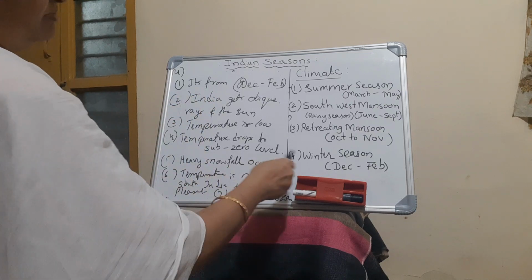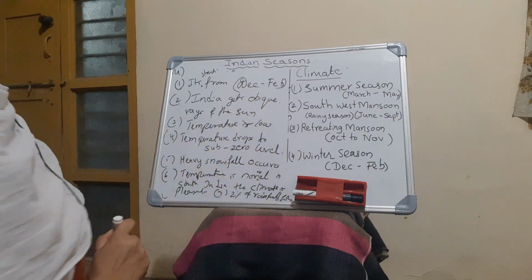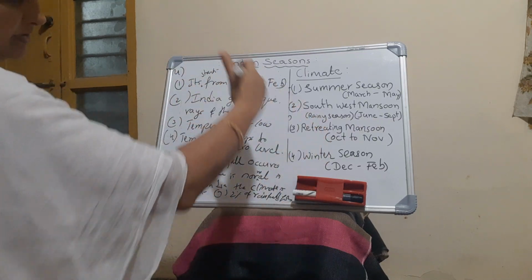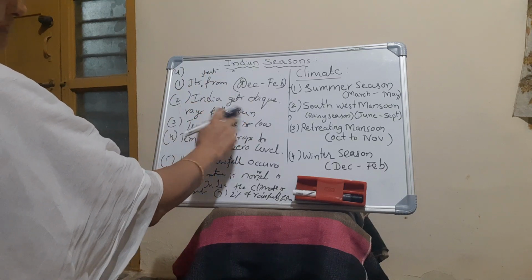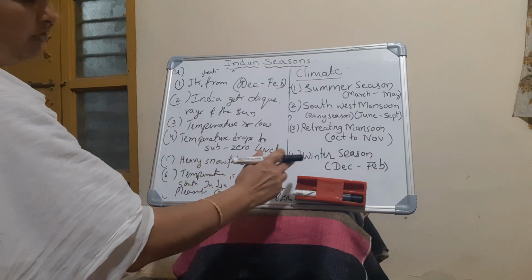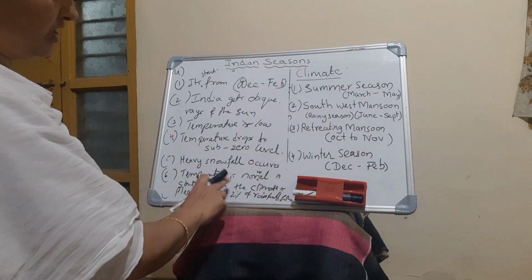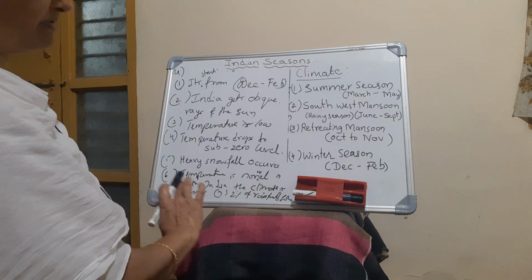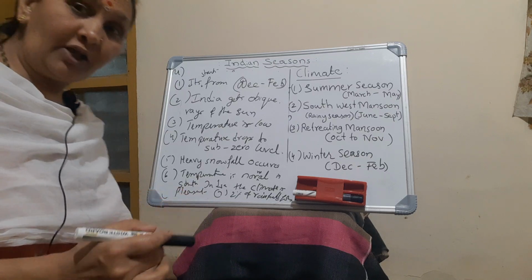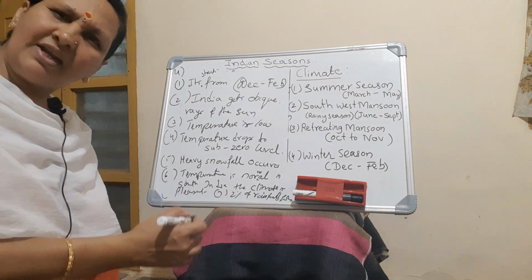Here the winter season starts from December to February. India gets oblique rays of the sun. Oblique means not straight, but like this. Temperature is low. Temperature drops to sub-zero level also. Heavy snowfall occurs during the winter season. Then temperature is normal in South India and the climate is pleasant. 2% of rain we find, particularly when Holi is there, at that time we find a little rain. That is particularly 2% of rain.